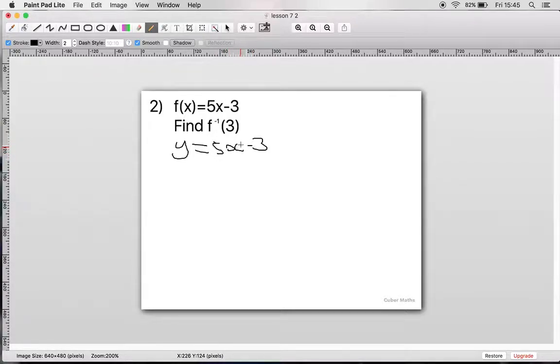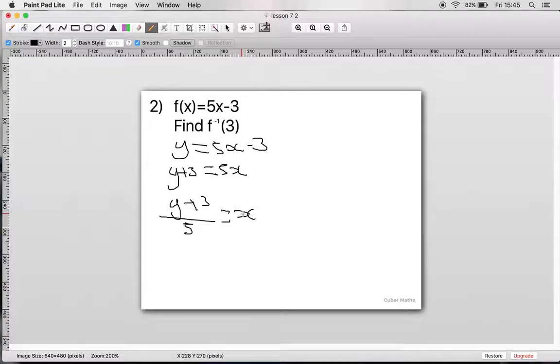And we want to get that equal to our x. So we're going to add 3. So we're going to get y add 3 is equal to 5x. Then to get x on its own, we want to divide by 5. So we're going to get (y add 3) over 5 is equal to x.